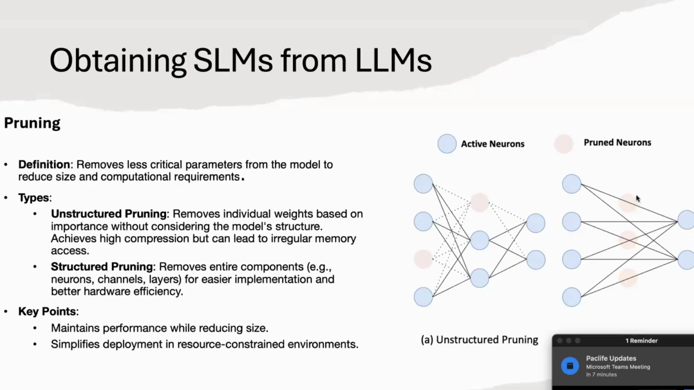And then if it is structured, then you probably are removing one entire neuron or one entire layer from your neural architecture, from your neural network. So it all depends on how you're removing it. But this is one of the ways to create a small language model. You have a large language model, you're just removing some part of it and making it a small language model. And it's a very popular method, pruning.